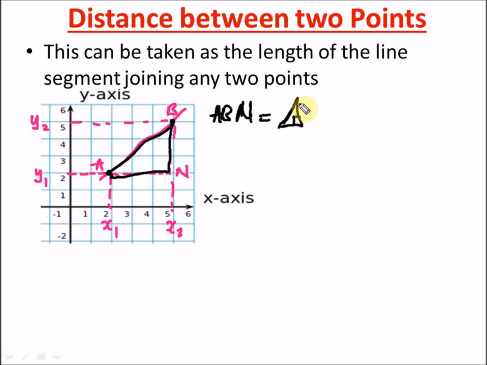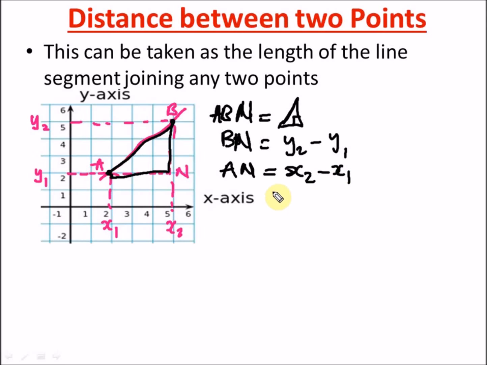To get your hypotenuse in a right angle triangle, we apply our Pythagoras rule. This is the distance, this is BN, and this we have AN. Remembering from our former lesson on the gradient of a line, BN is simply y2 minus y1, and AN is simply x2 minus x1. Let me write this down. BN is y2 minus y1, and AN is equal to x2 minus x1.